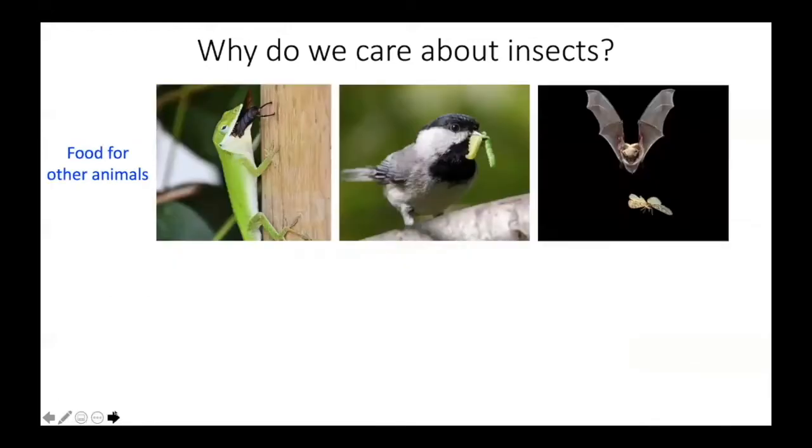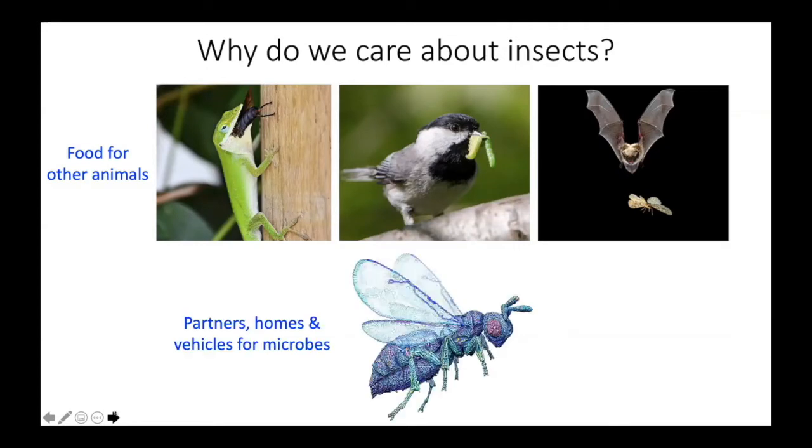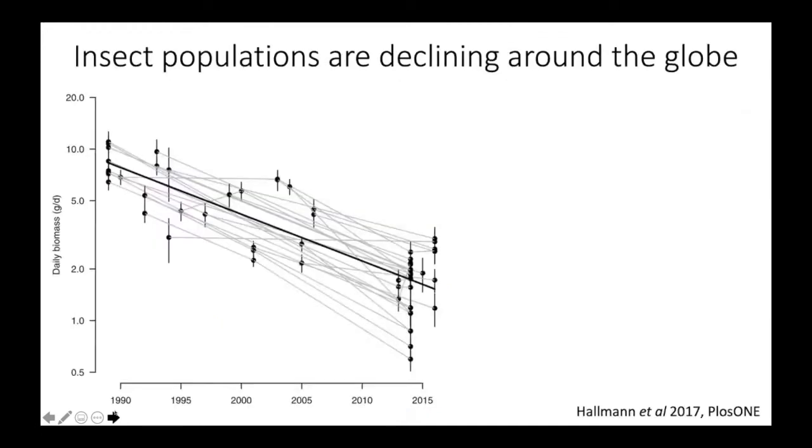Another important role that insects can play is that they're food for a lot of larger animals. So they serve as the link that transfers energy from plants to the higher trophic levels, including things like lizards, birds, and bats. And finally, while maybe most people don't think of this, I spend a lot of my time thinking about this, insects are also important partners of many microbes. So microbes use insects' bodies both as habitat to live in, and some microbes use insects as vehicles to transport them to new places.